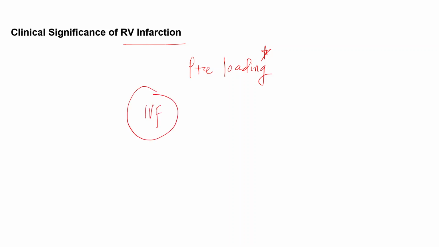Now, what is the clinical significance of RVMI? If there is RV infarction, these patients will respond to preloading. So usually in patients with myocardial infarction, because the heart is not functioning well, we don't give fluids because it will lead to pulmonary edema. But this is the only condition, inferior MI with some right ventricular involvement, which will respond to IV fluids. So it is very important to identify the RV infarction. If it is there, they will respond to fluid. So if the patient is going into shock, you can try with a bolus of fluid challenge.